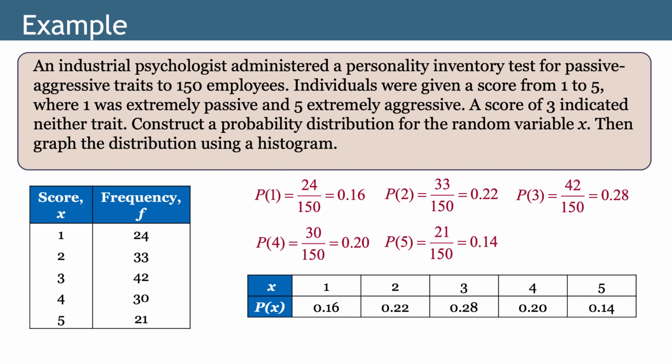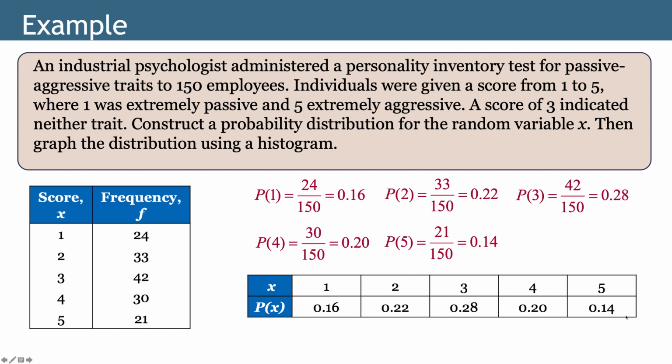So here's an example. We took a survey, a passive-aggressive survey of 150 employees, and your random variable is the score in the exam, and it could be 1 through 5. I think 5 is most aggressive, 1 would be most passive. And then here's your results over here, right? So we've summarized the results in a frequency table. And now if you find the probabilities for each of these, so probability for scoring a 1, 24 out of 150, etc., etc. Put it together, and then here you go.